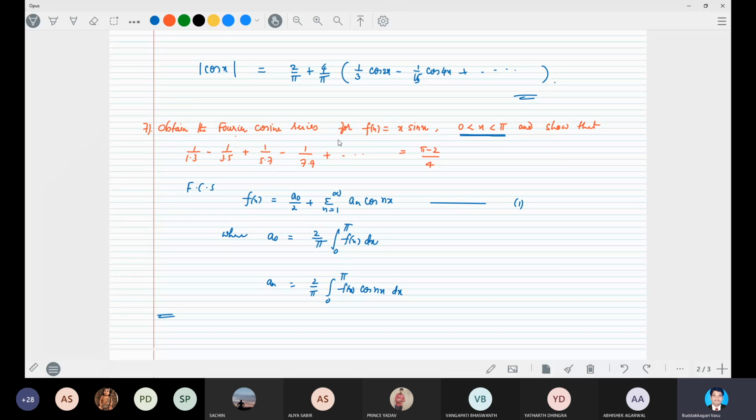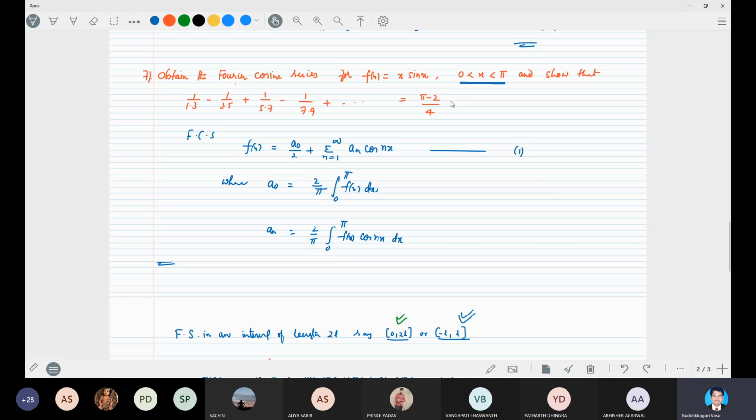So in the half interval Fourier cosine series, we know that f(x) is equal to a naught by 2 plus sigma n equal to 1 to infinity an cos nx. A naught is equal to 2 by pi integral 0 to pi f(x) dx, and an is 2 by pi integral 0 to pi f(x) into cos nx dx. You find out and obtain the series, and then obtain the sum of the series by putting some value in the interval 0 to pi, right? Do this problem, please do it.